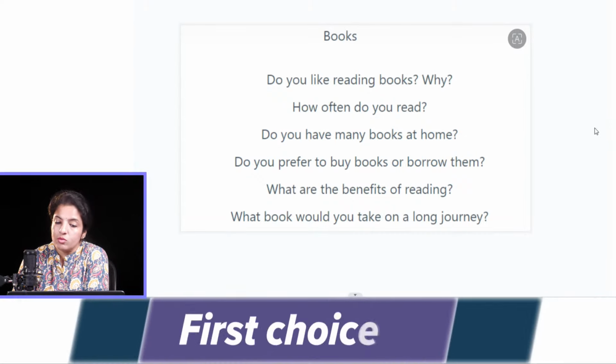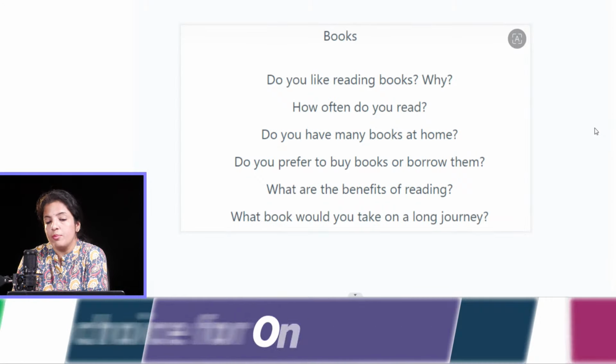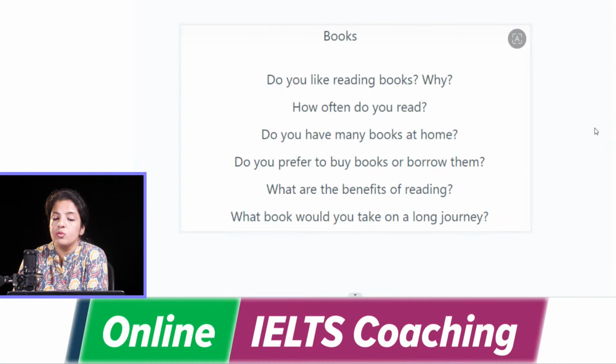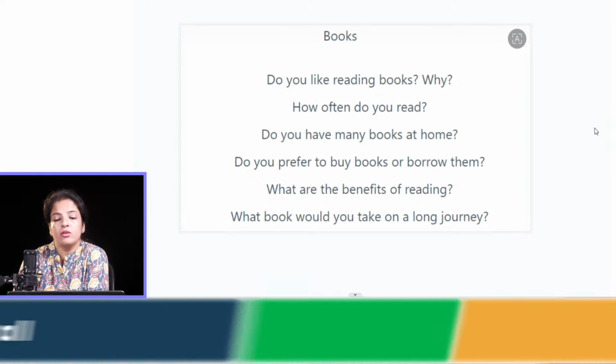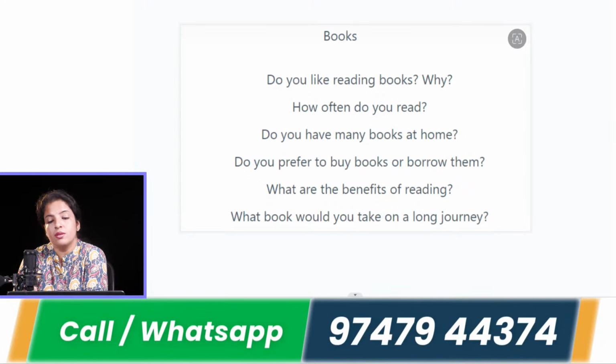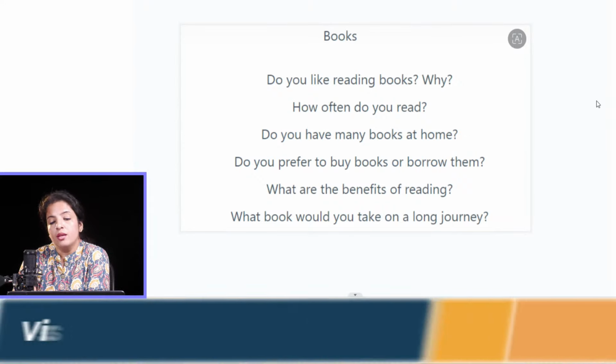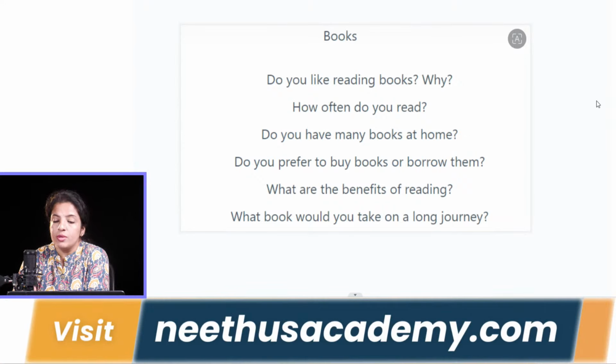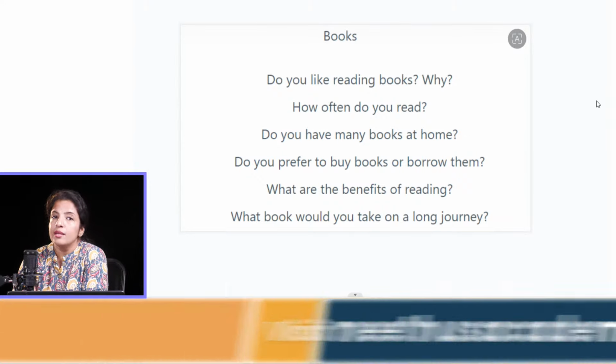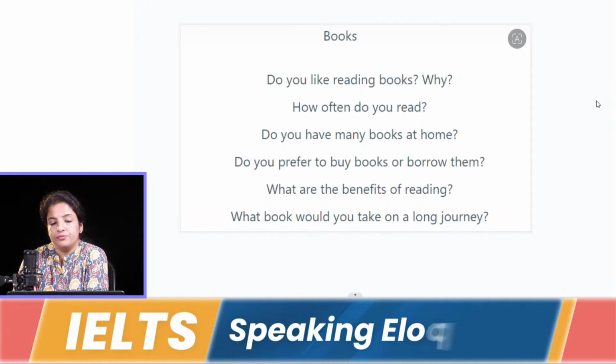Suppose you are a person who doesn't have many books at home, then you can say that. Well, not really, because I am not interested in reading. I don't actually buy many books, but once in a while, I may get it for somebody else, or if somebody suggests a book, then I may buy it or borrow it.